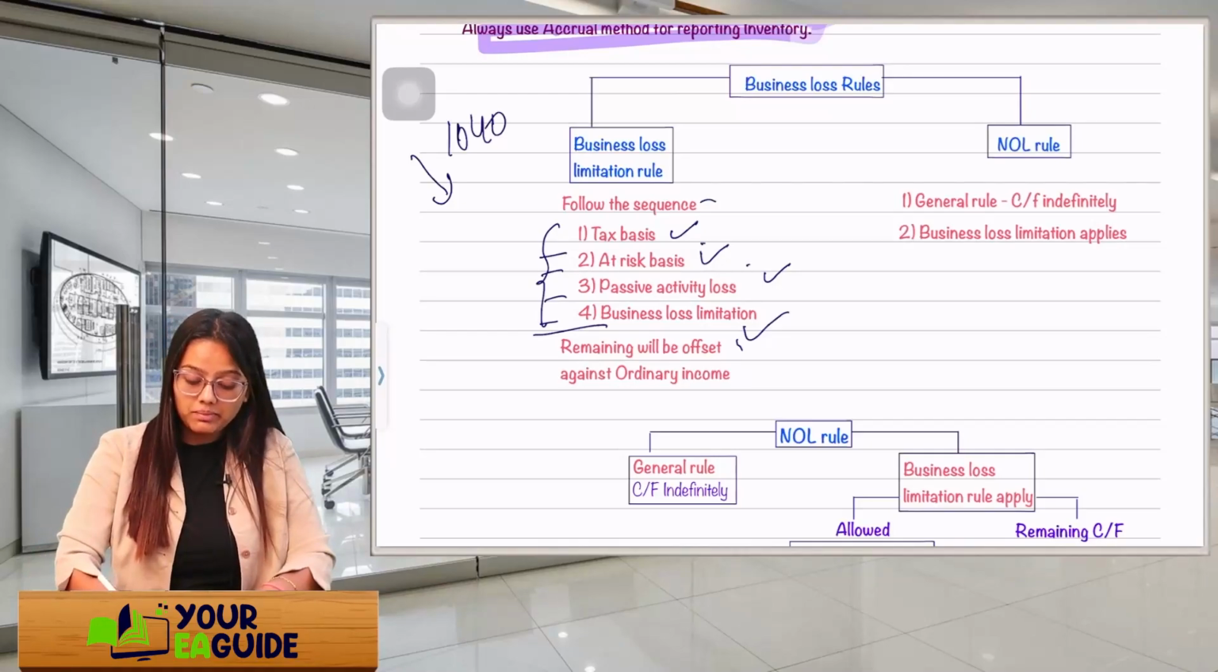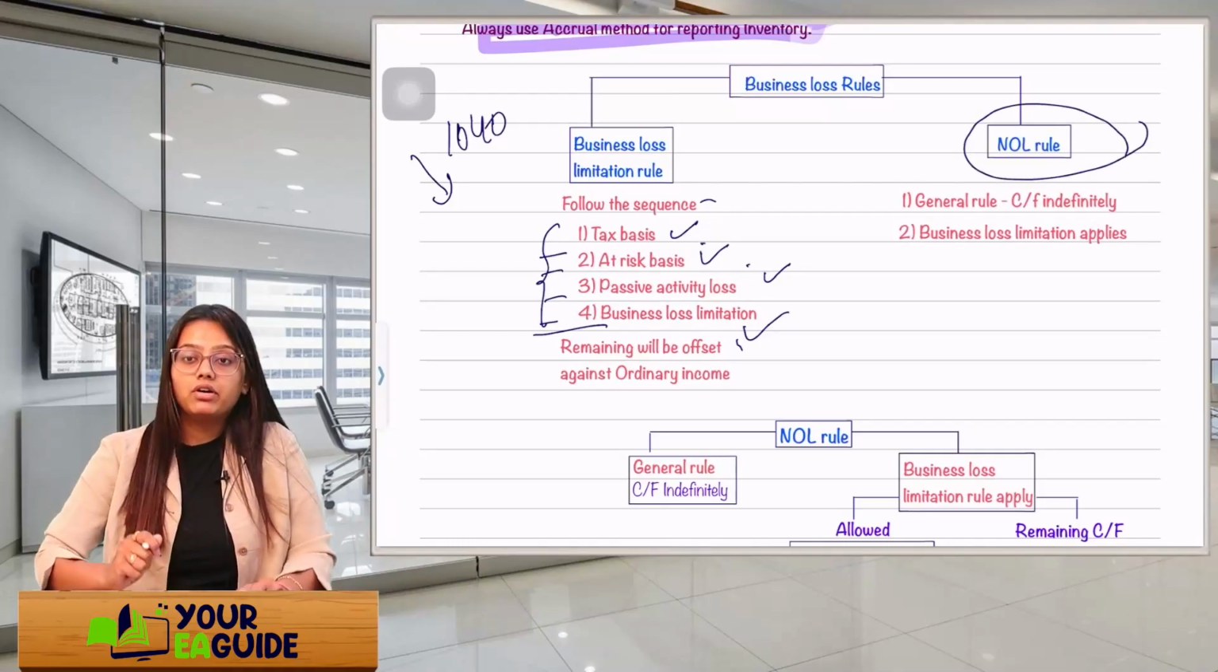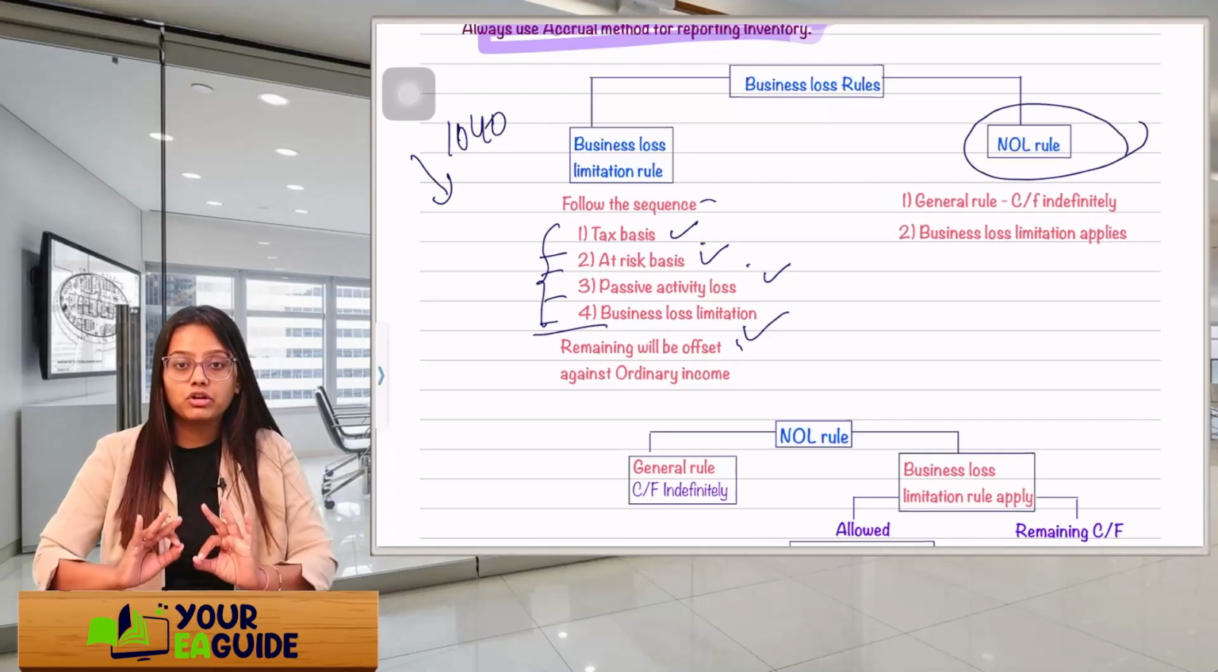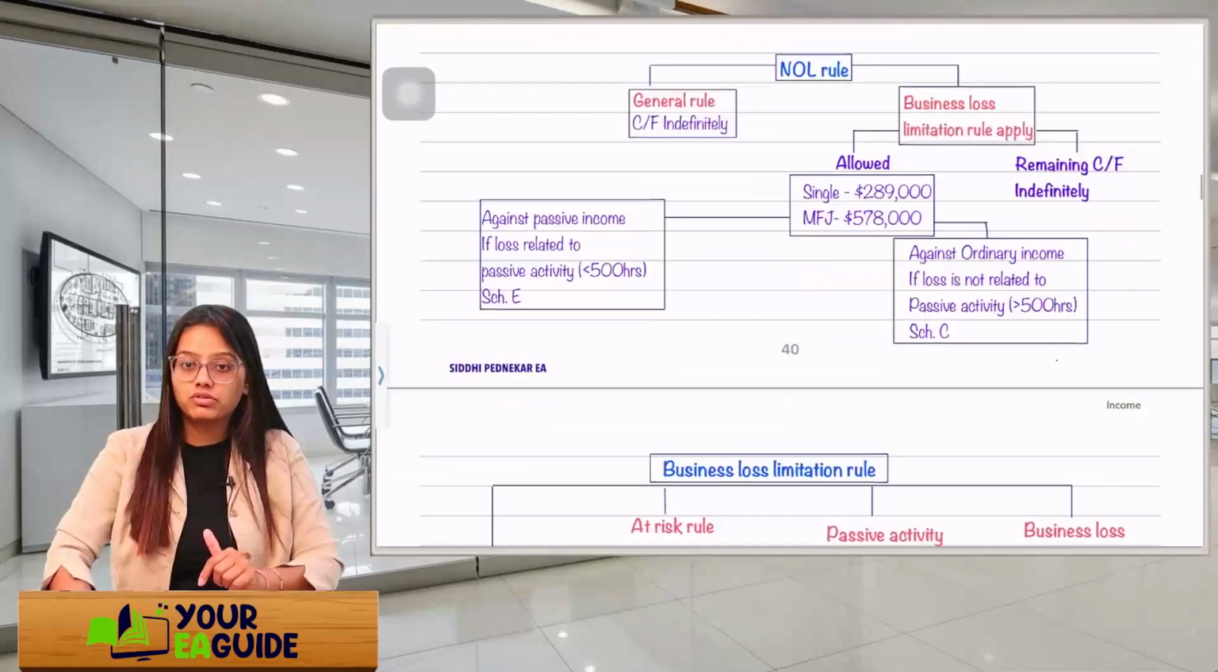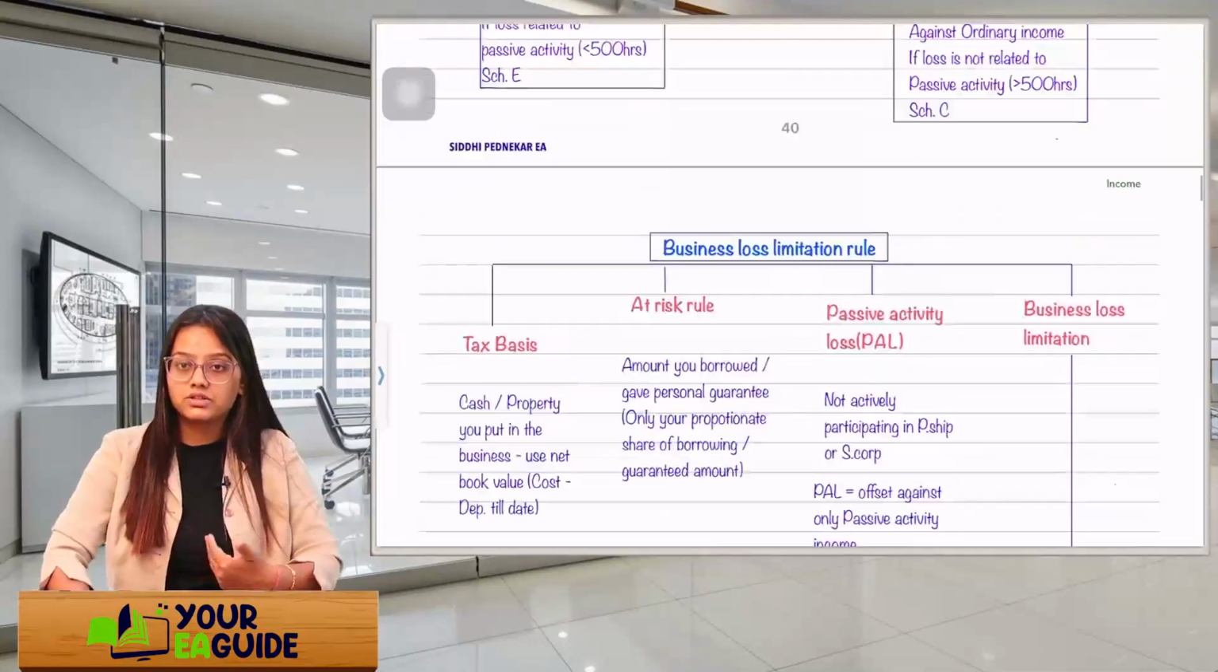Okay, so the same sequence will be used. What is the NOL rule, guys? The general rule is that whenever you have a loss, it will get carried forward indefinitely. Second, the business loss limitation will apply, which we will learn on the next page.